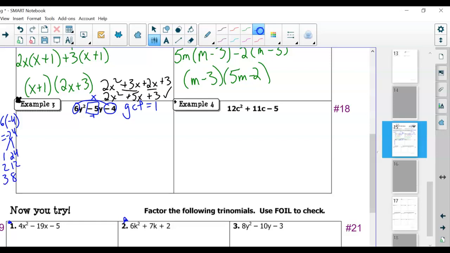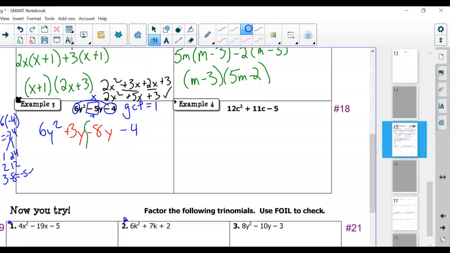If I have negative 3 and positive 8, that would give me a positive 5. But if I make 8 negative, that would give me a negative 5, which is what I need. So my two factors are going to be 3 and negative 8. So I'm going to bring my first and last term down. Plus 3y minus 8y. And then start my grouping.